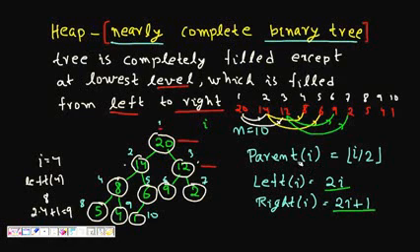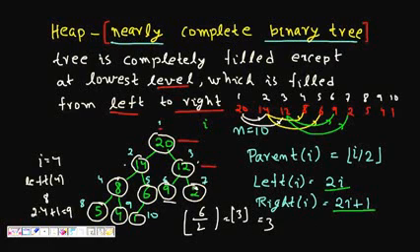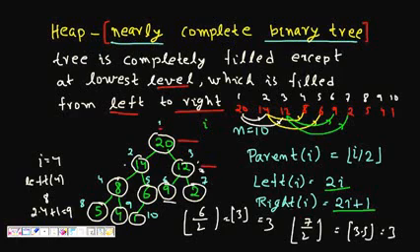Similarly, the parent of a node i is the floor of i by 2. The parent of node 6 is the floor of 6 by 2, which is floor of 3, which is 3. And for node 7, the parent is the floor of 7 by 2, so it is the floor of 3.5, which is 3. So this is the property for finding the parent, left and right child of any node. Now let's see another property, that is the max heap property and the min heap property.